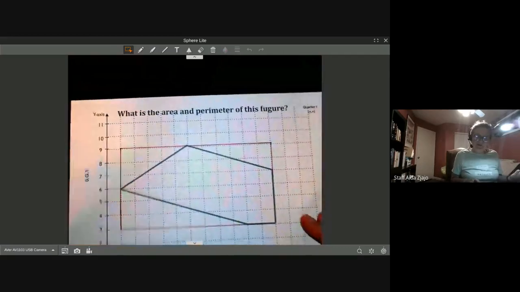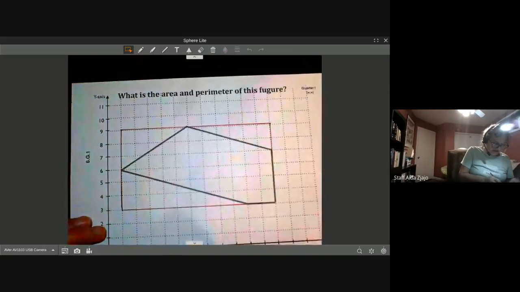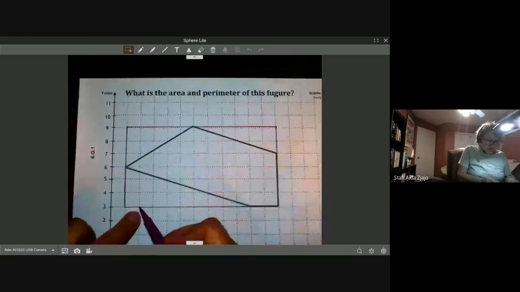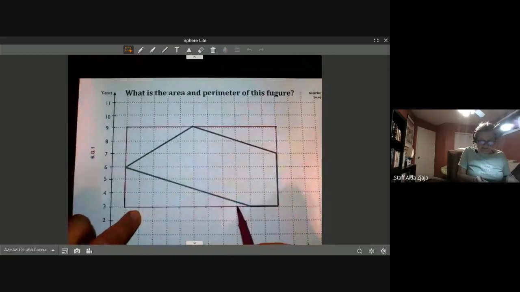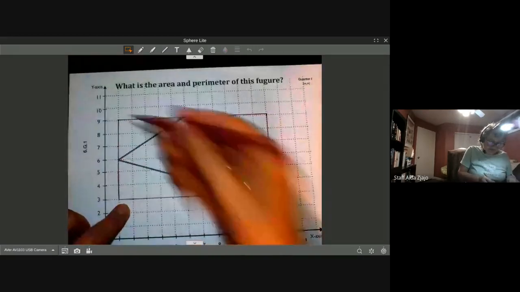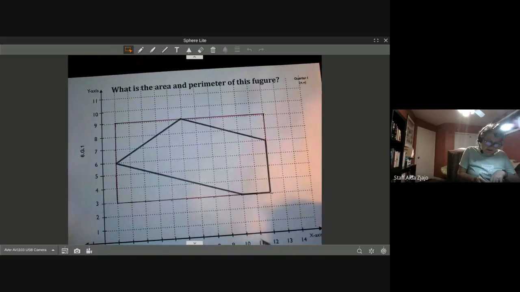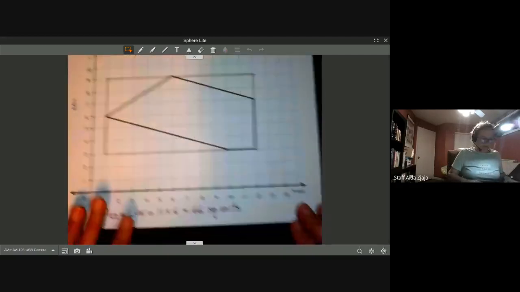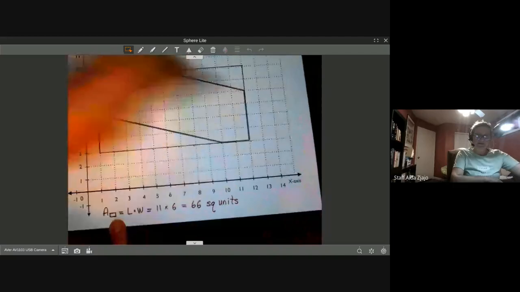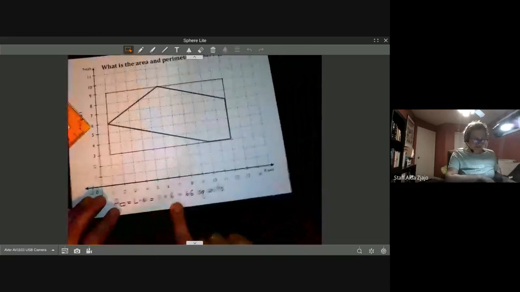So now by using the formula for a rectangle, length times width, I can figure out that the area of the large rectangle is equal to length times width, which is 1, 2, 3, 4, 5, 6, 7, 8, 9, 10, 11 units times 1, 2, 3, 4, 5, 6 units. So the area of that large rectangle is 11 times 6, which is 66 square units.